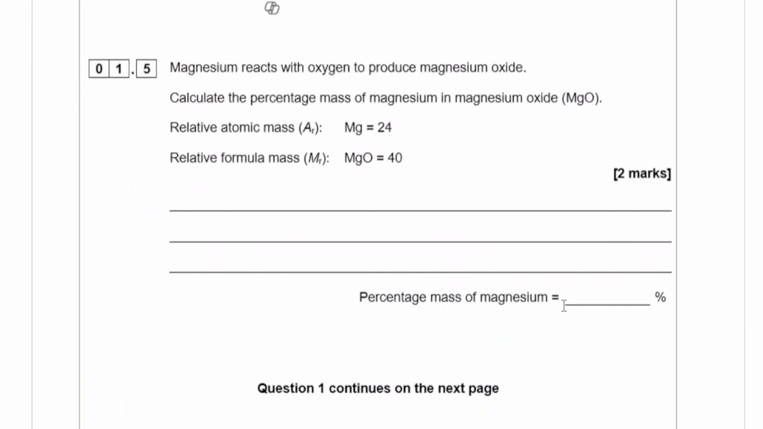Magnesium reacts with oxygen to produce magnesium oxide. Calculate the percentage mass of magnesium in magnesium oxide. So they have given us the magnesium mass is 24 and magnesium oxide is 40. So all I have to do is divide 24 by 40 and multiply by 100. That gives me 60%.